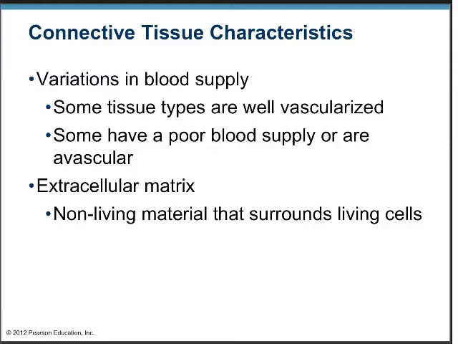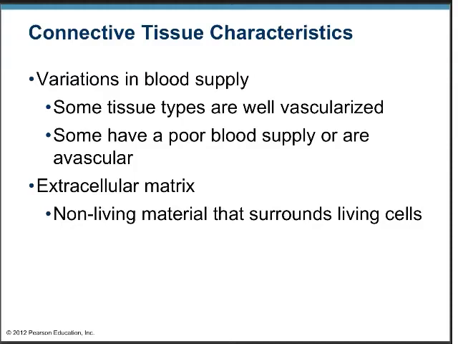It has variations in blood supply. Some connective tissue is well vascularized, and some have a very poor blood supply or are said to be avascular, and we'll look at examples of those a little bit later on. The most important aspect of connective tissue is that it has a lot of extracellular matrix, which is a non-living material that surrounds the living cells, and they primarily provide the function for the connective tissue. Okay, it's the extracellular matrix that's where the action is as far as connective tissue is concerned.